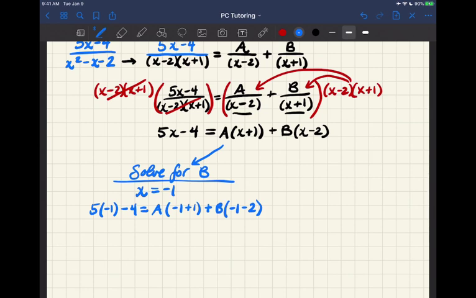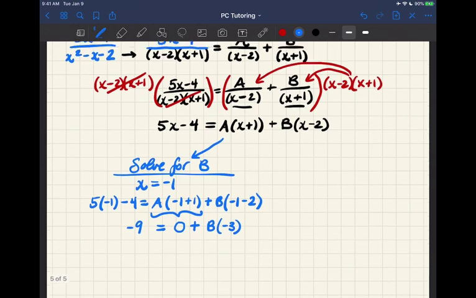What we're going to do is simplify this. And let's start with the funnest part. This part, -1 plus 1, that simplifies to 0. So we don't need to worry about that. Let's simplify this next part. B is going to be multiplied by -1 minus 2, which is -3. And let's not forget about the left side. We have 5 times -1 minus 4. I think that's -9.